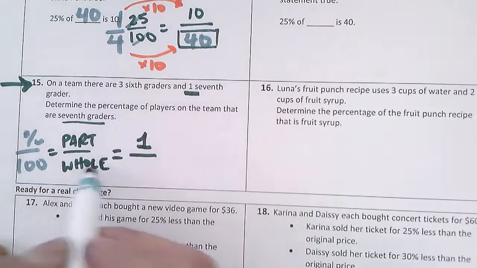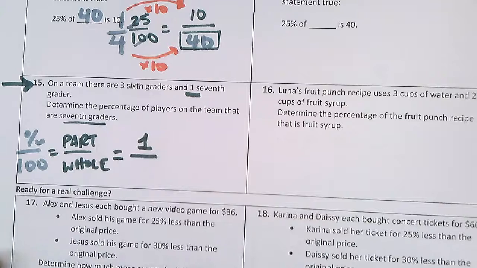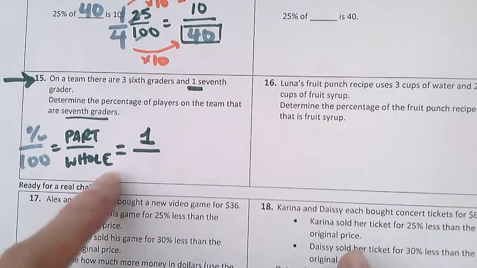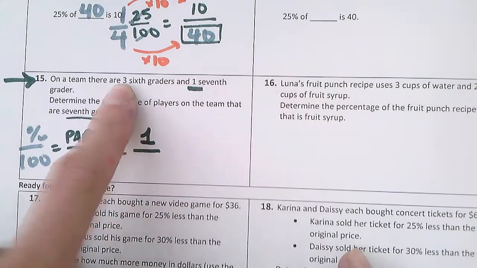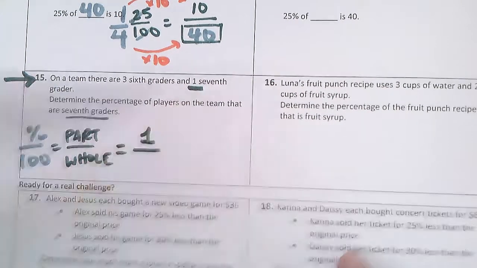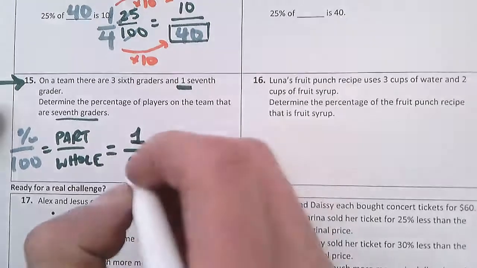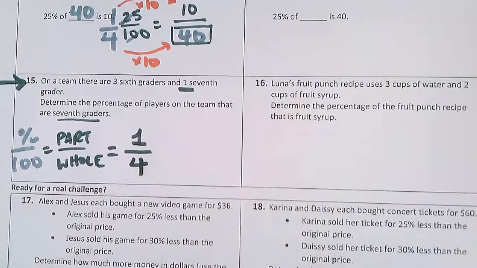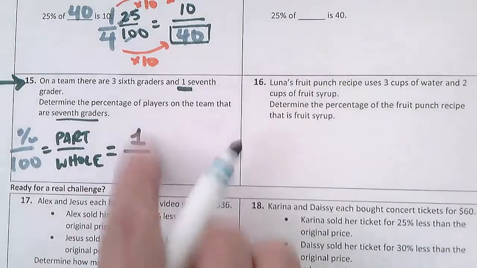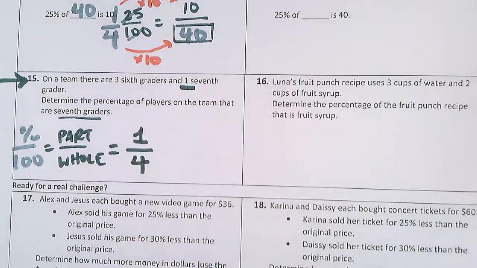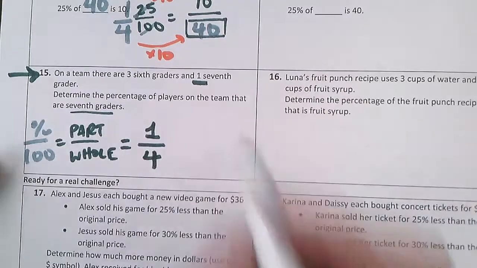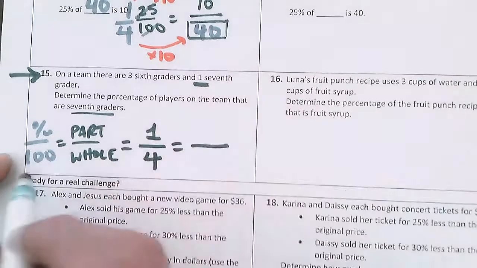And how many players are on the whole team? All together, how many players do you have? Well, you have 3 6th graders and 1 7th grader. So 3 plus 1 is 4. So the part of the whole is 1 out of 4. That's how many 7th graders there are, 1 out of 4 players. And I want to figure out what this is as a percent.